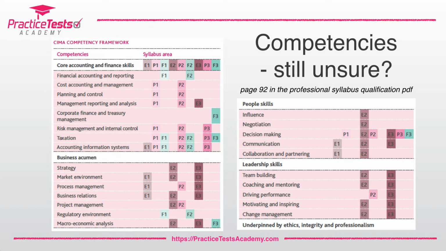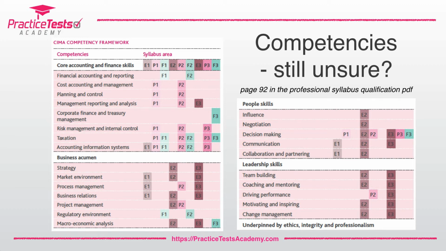Now, if after all this review you are still really unsure and you need to have some more concrete input, I would suggest you to refer to page 92 from the Professional Qualification Syllabus PDF. You can just Google that. On page 92, you're going to have this screen, which shows exactly what everything means. So for example, if you are really unsure about the leadership skills, you can figure out what it means and which paper it covers. For example, you have team building, coaching and mentoring, and leadership skills, as you can see, comes up in the E2 paper mostly and in the E3 paper.